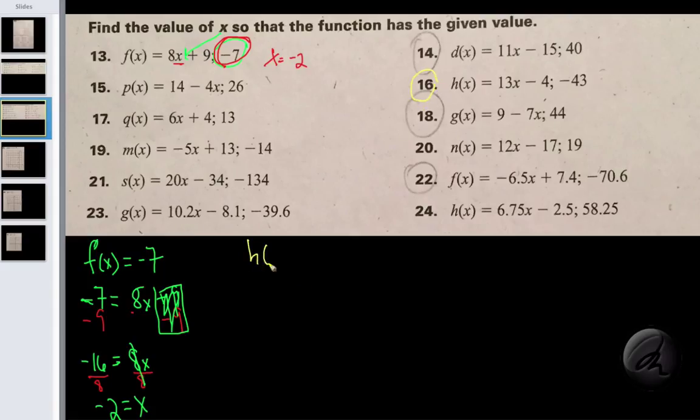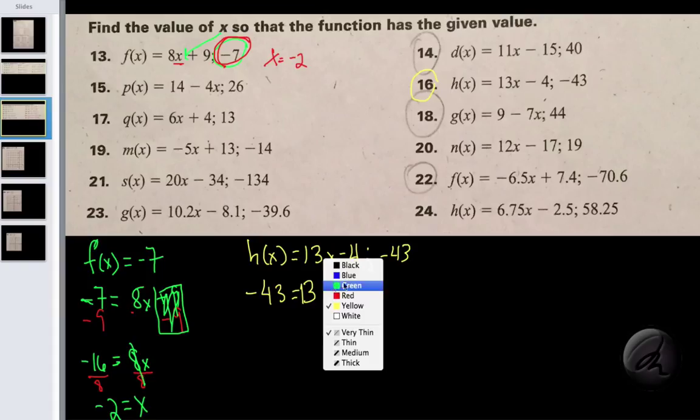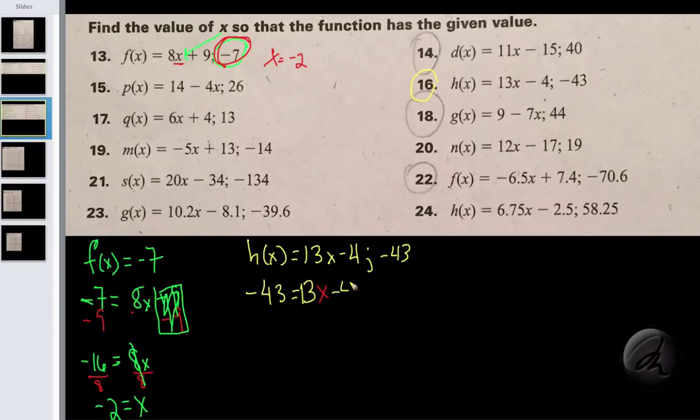Okay, so we have h of x equals 13x. So I need to find the value of x if the whole value of the function is negative 43. So that means h of x equals negative 43. So I'll replace my h of x with negative 43, and then I input the rest of my function. And remember, I am needing to isolate x. So I'm going to go ahead and take those steps now.